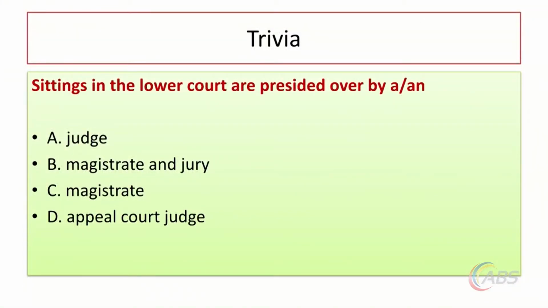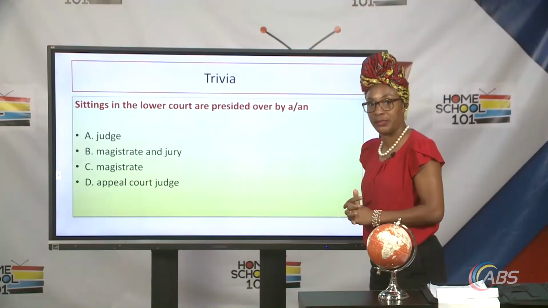Question 3. Sittings in the lower court are presided over by a or an: A, judge, B, magistrate and jury, C, magistrate, or D, appeal court judge. Of course, C is the correct answer, magistrate.